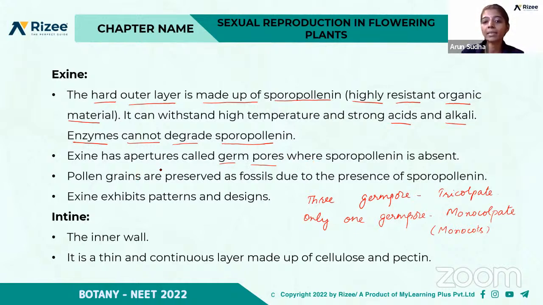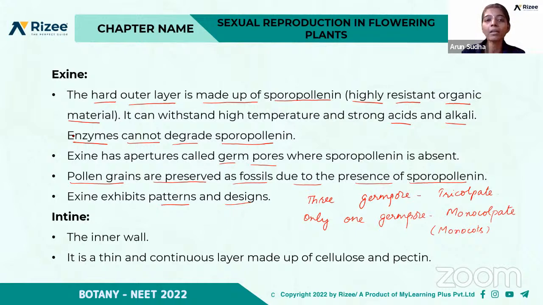So exine has an aperture called germ pores where sporopollenin is absent. And pollen grains are preserved as fossils due to the presence of sporopollenin, because of its highly resistant nature. As it is a highly resistant organic material, they are preserved as fossils, that is, they will not degrade so easily, right? So they exhibit patterns and designs.